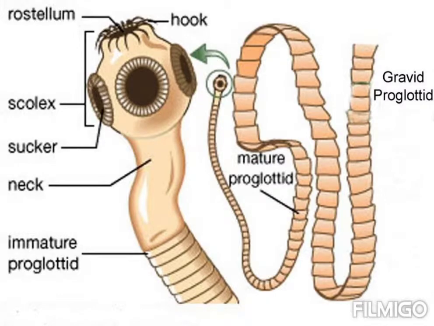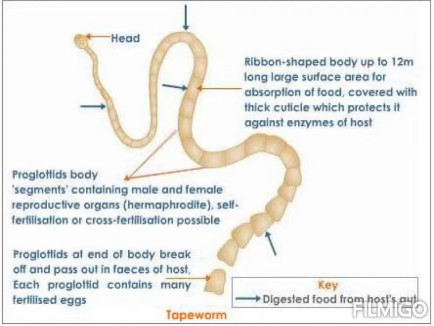First you should know the structure of the tapeworm, where the body is divided into scolex, neck and proglottids. The proglottids are the segments of the tapeworm, a chain with a number of segments. This is called the strobila. The strobila has three types of proglottids: immature proglottids, mature proglottids and gravid proglottids.